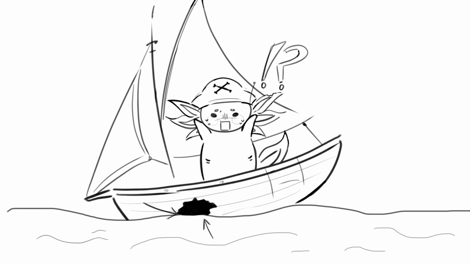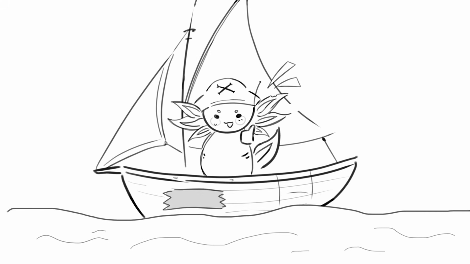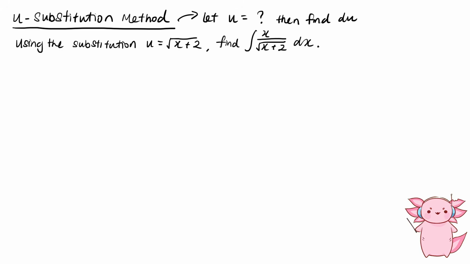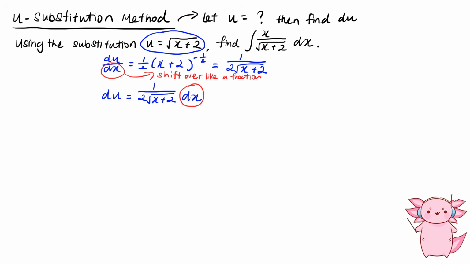Do you know one of those memes where the boat is sinking and you just slap on a piece of duct tape and everything's fine? Well, that's basically the u substitution method. The first step is to just differentiate u to get du/dx, which works out to be 1 over 2 square root of x plus 2. Then we just kind of shift the dx over, kind of like a fraction, to get an equation like this.